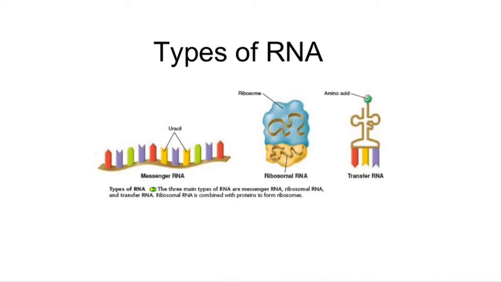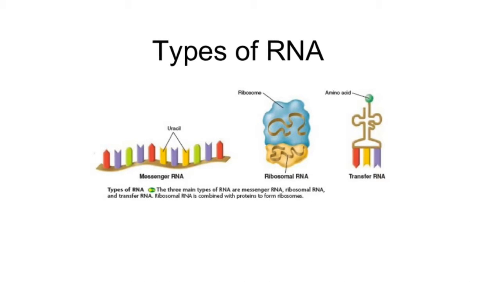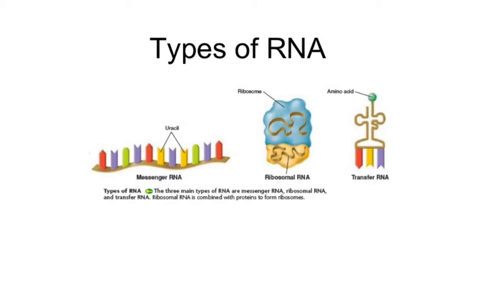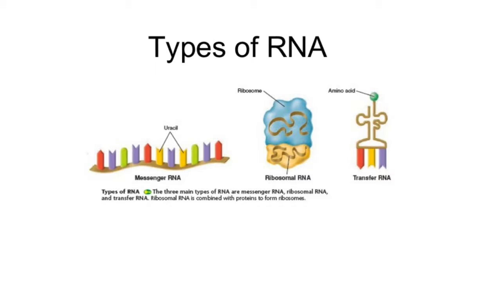There are 3 types of RNA involved in the process of translation: mRNA, tRNA, and rRNA. tRNA, also known as transfer RNA, will carry amino acids. It has an amino acid at one end and a sequence of 3 nitrogenous bases, or an anticodon, at the other end. rRNA, also known as ribosomal RNA, is made up of a small subunit and a large subunit.